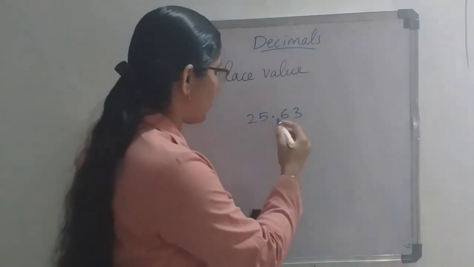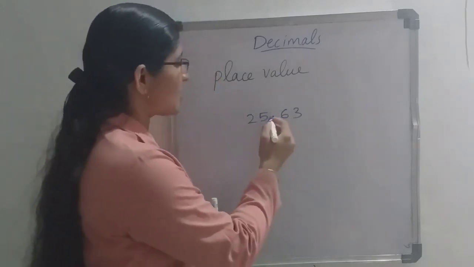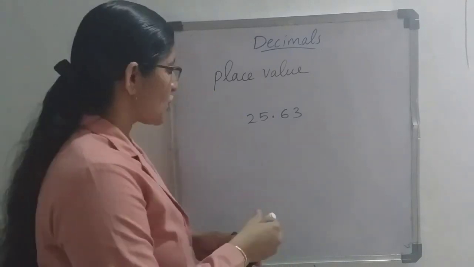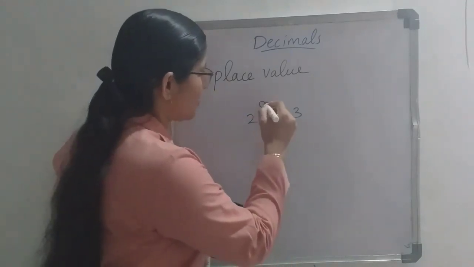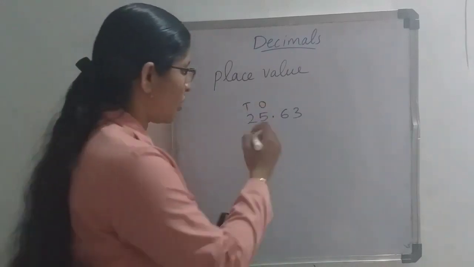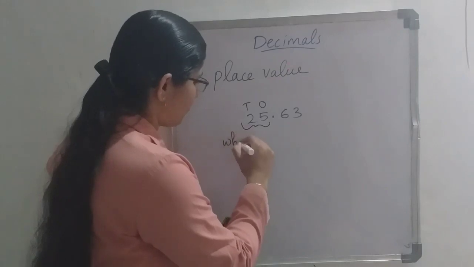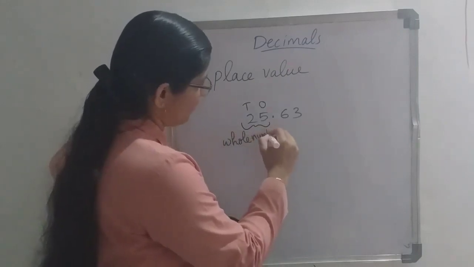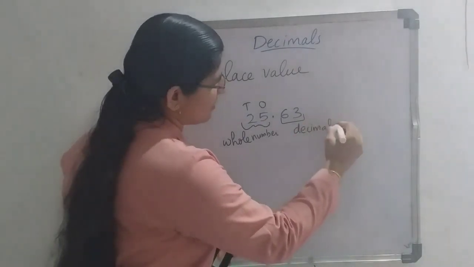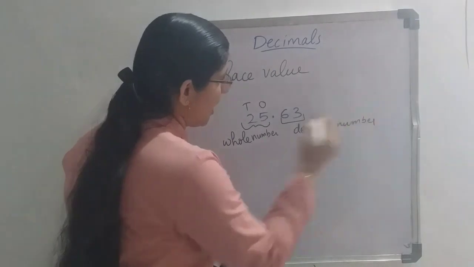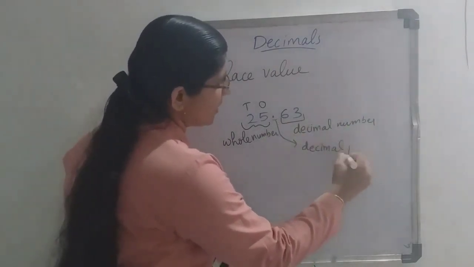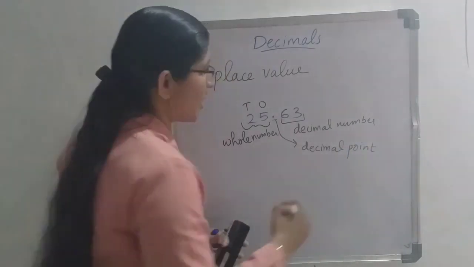So it is 25.63. Actually this 25 is the whole number, the normal number we already studied. What is the place value of this 25? This is ones, this is tens. That we already know. So this is called a whole number. And after the decimal, the numbers which are given are called the decimal number. And this dot is called a decimal point. Actually we are saying only point.